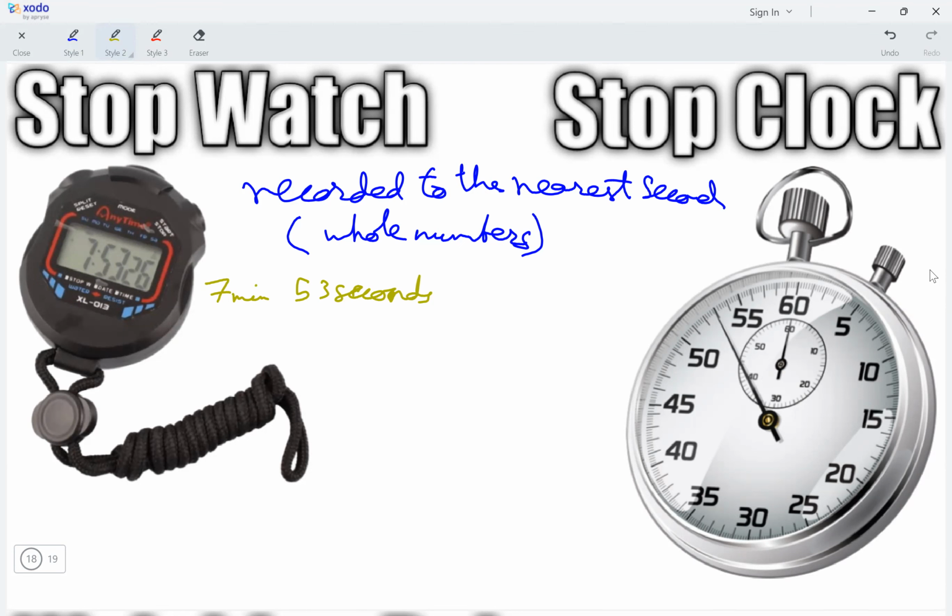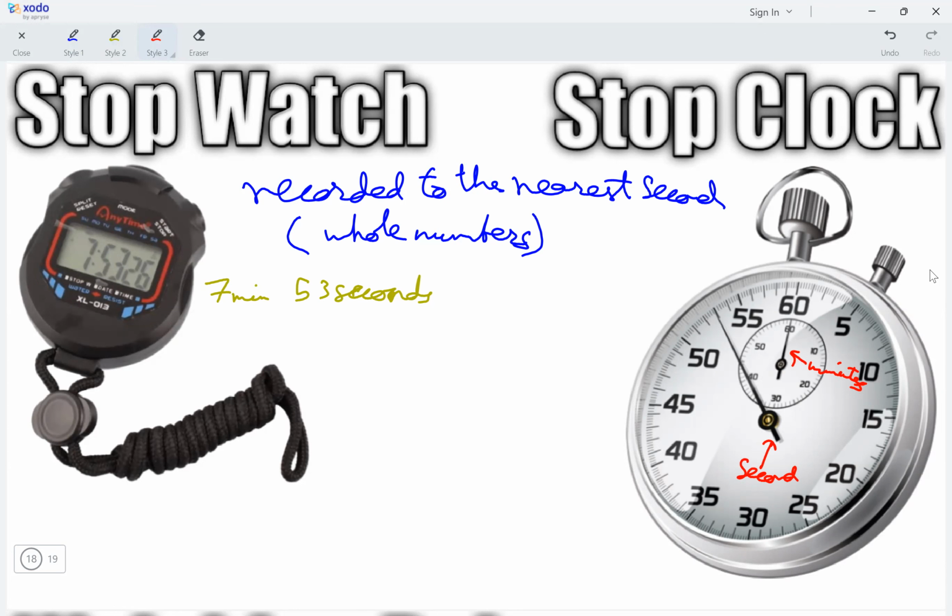If we are going to use an analog stop clock, the bigger hand is for seconds, this one, and the smaller time measurement inside of the stop clock is for minutes. So if the seconds hand takes a complete 360-degree rotation, then the minute hand would move to 1 minute. And that is how time is measured using a stop clock.